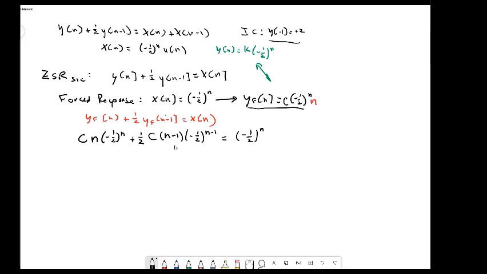And now let's do a little algebraic simplification. I'll keep that first term unchanged. We have 1/2. We still have c times n minus 1. And this minus 1/2 to the n minus 1, I'm going to break up into two components. We'll make that minus 1/2 to the n times minus 1/2 to the minus 1. Whole thing still equals minus 1/2 to the n.